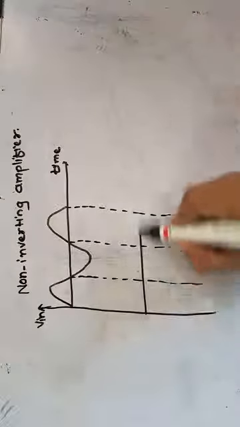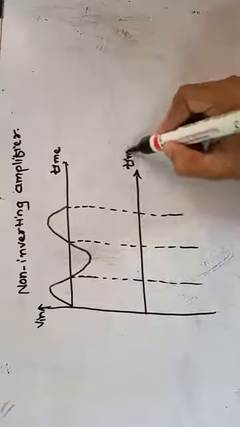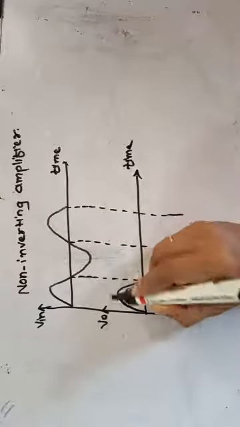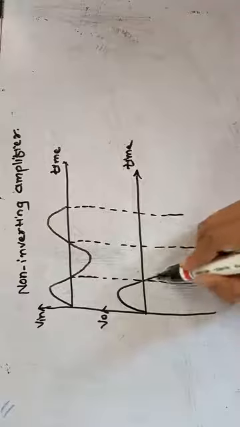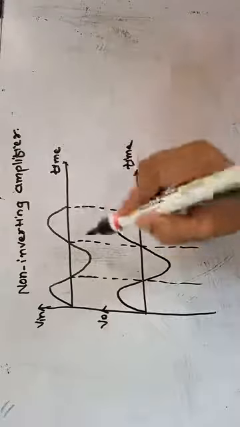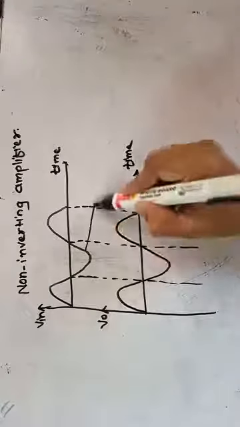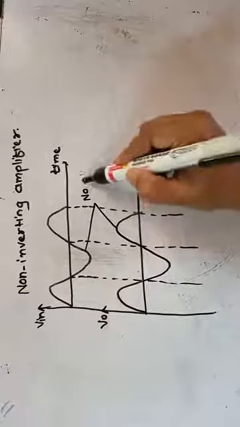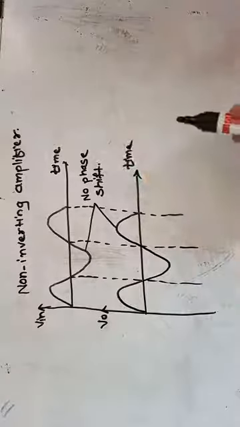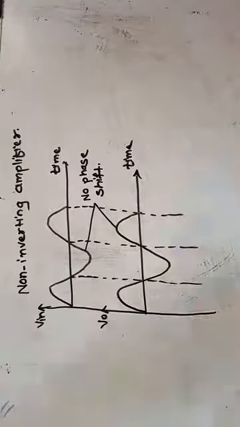Then you can draw the output signal. Now it is a non-inverting amplifier, so there is a 0-degree phase shift, it only amplifies. So you can draw the Vm, changing the maximum output, because it is an amplified signal, so you can show it like this. In between these there is no phase shift, because it is a non-inverting amplifier. Thank you.